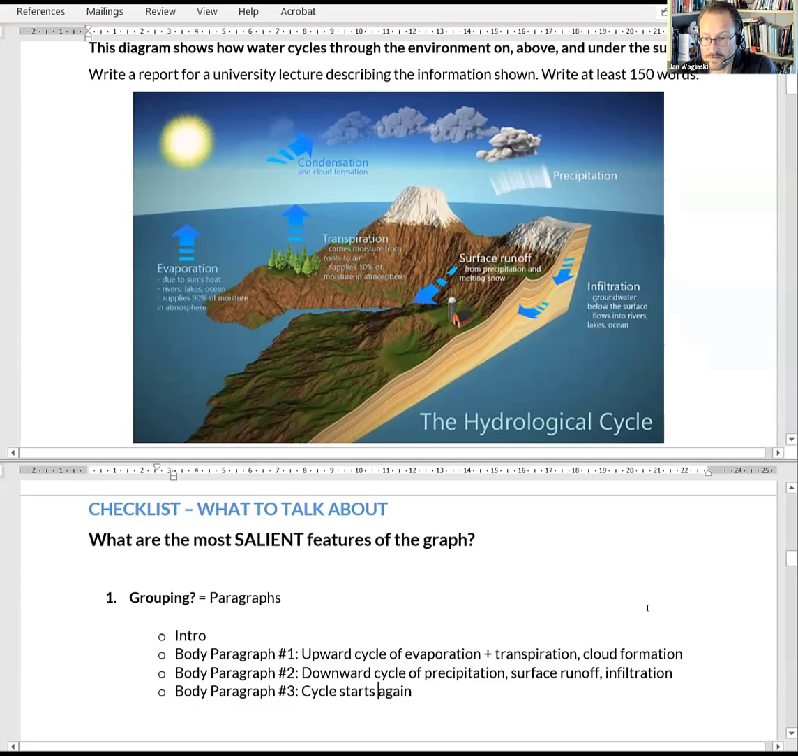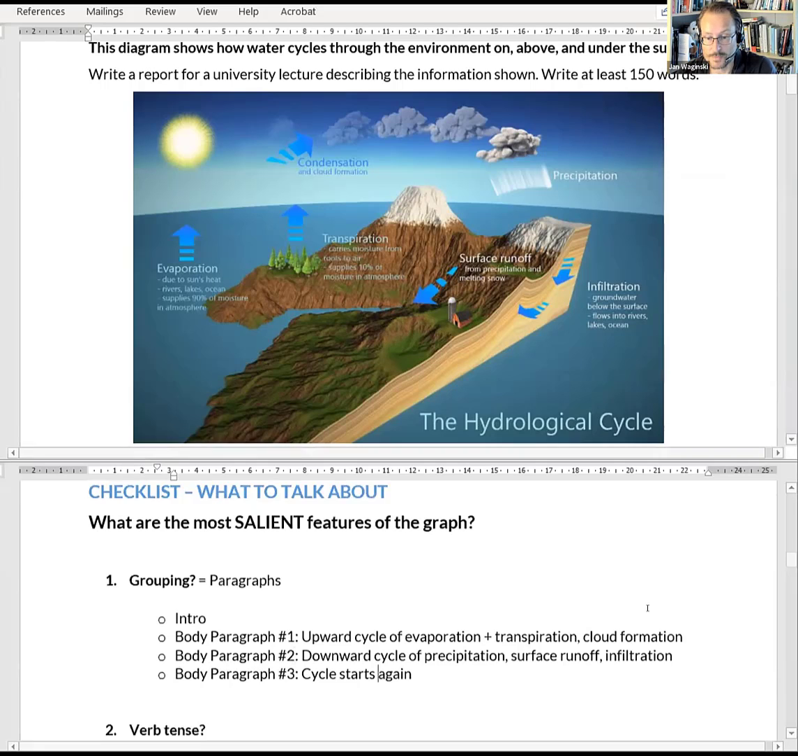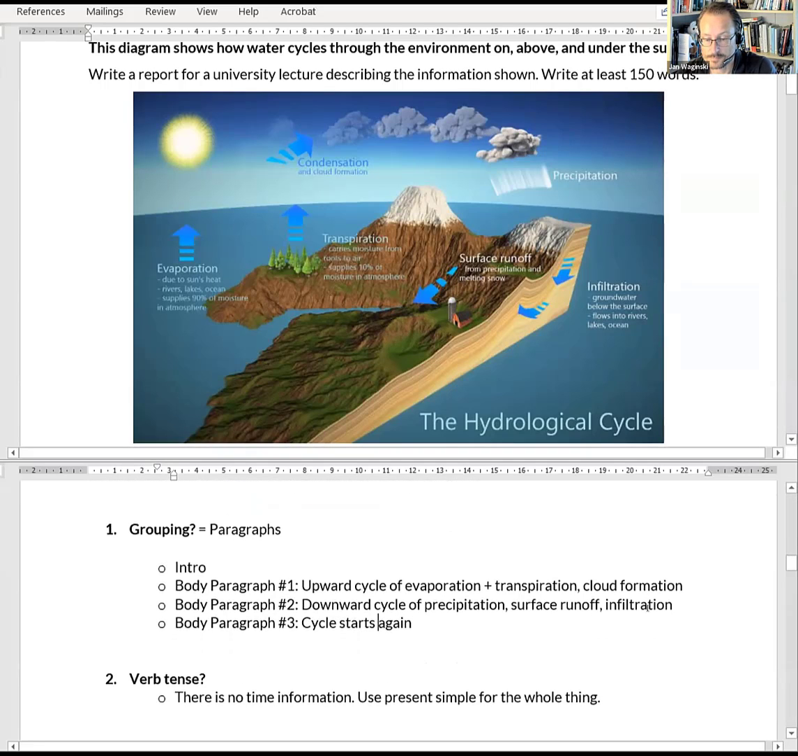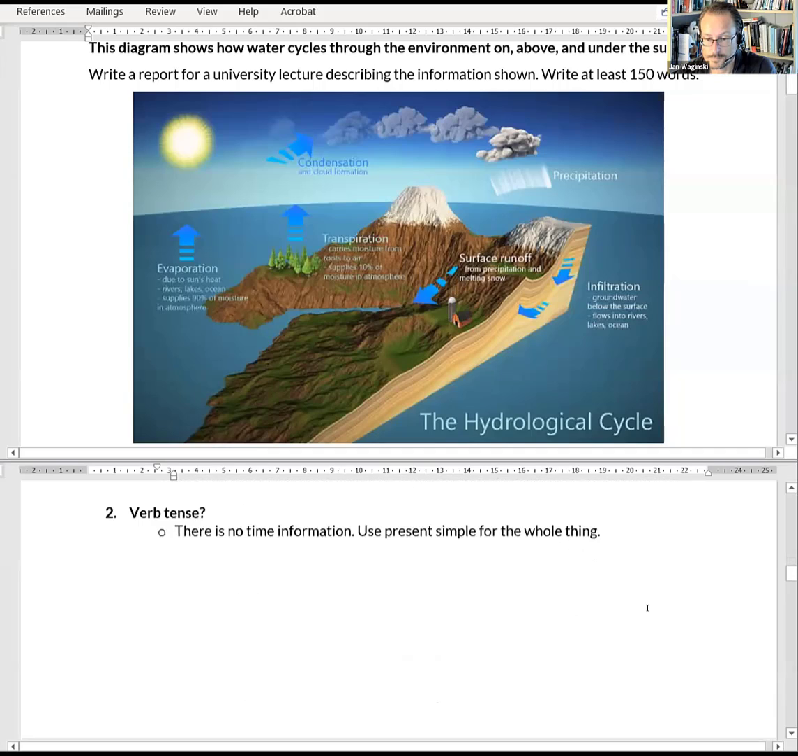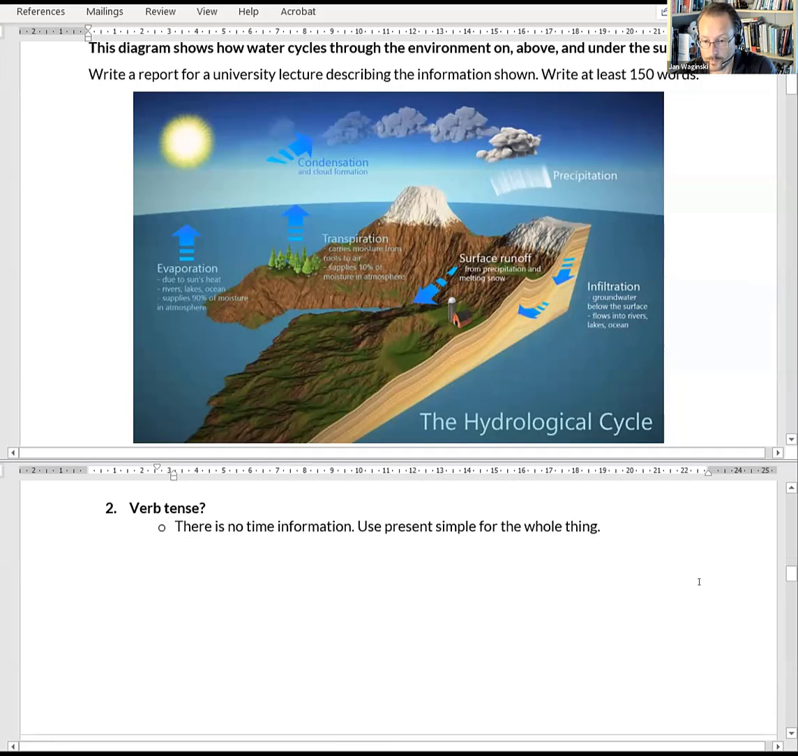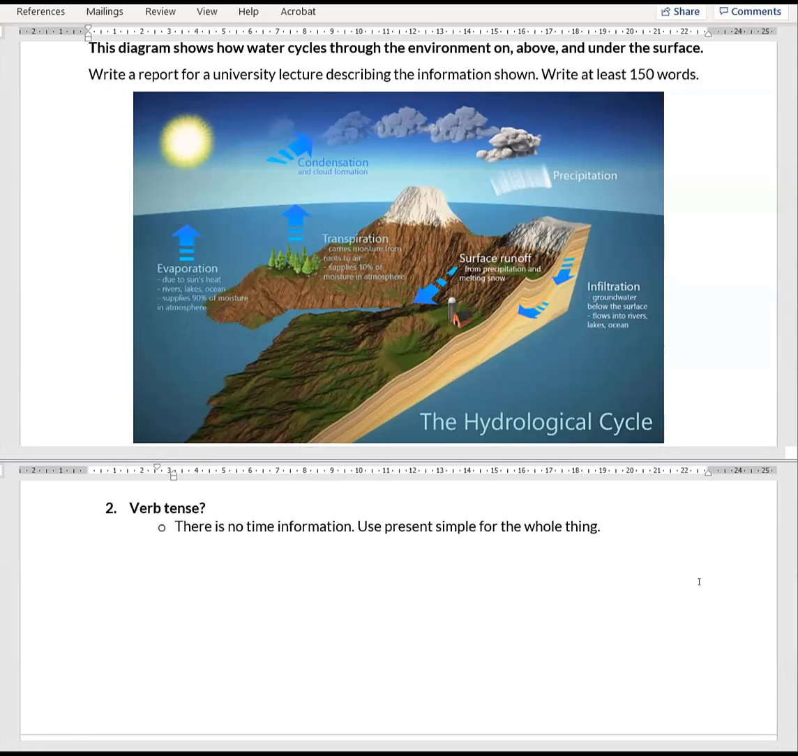In terms of the verb tense, this is always something that you should consider. Which verb tense makes the most sense for this one? Simple present. Right. And why is that? Because it's a constant process, in general. Yeah, the sun rises in the east, it sets in the west. There's no time information, it's just simple present.